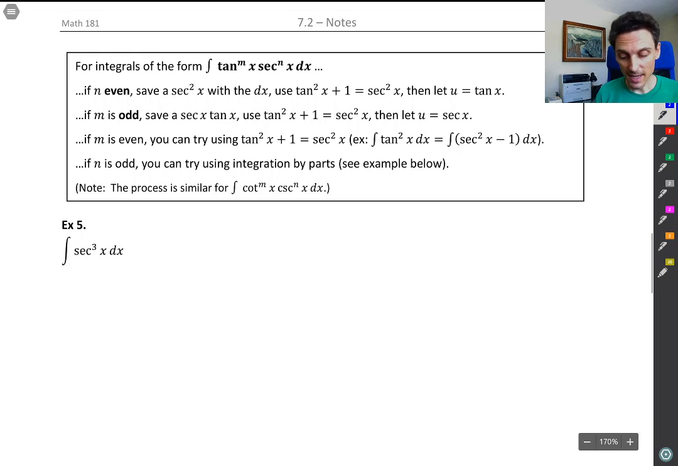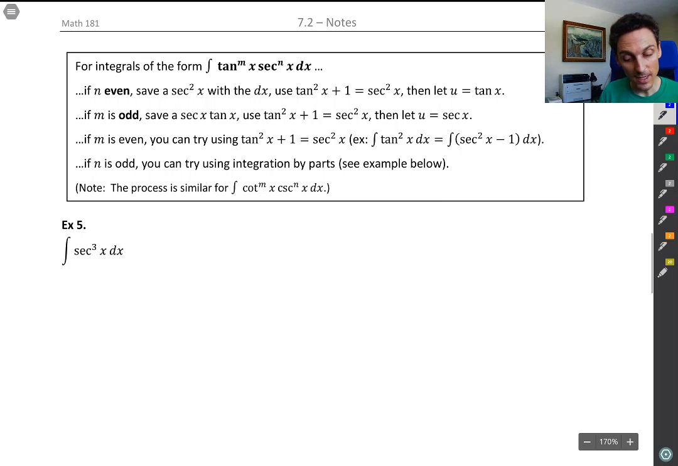Now that doesn't handle all the cases, so here are a couple other ones. If n is even or m is odd, so if secant has an even power, or if tangent has an odd power, you can use these first two and you'll be good to go.